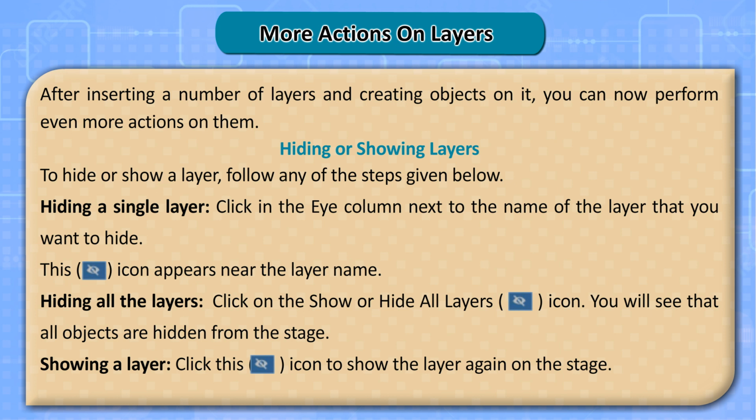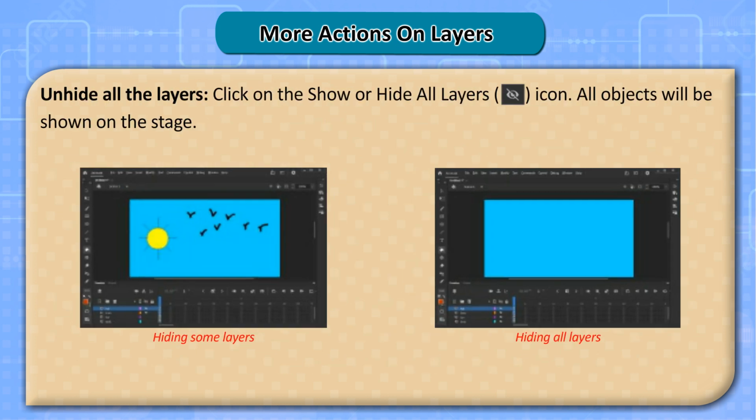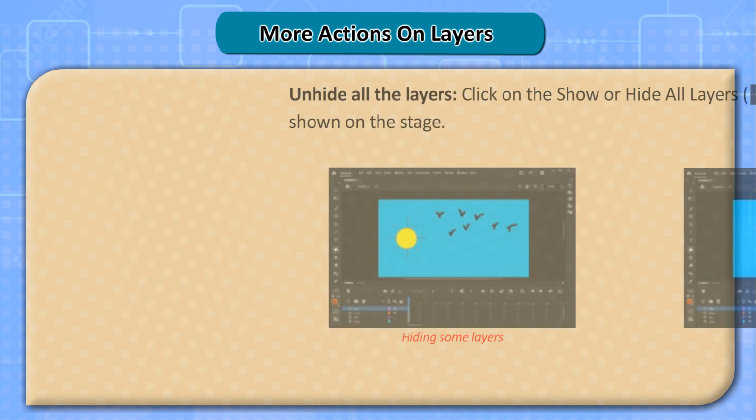Hiding all the layers: click on the Show or Hide All Layers icon. You will see that all objects are hidden from the stage. Showing a layer: click this icon to show the layer again on the stage. Unhide all the layers: click on the Show or Hide All Layers icon. All objects will be shown on the stage. Hiding some layers. Hiding all layers.